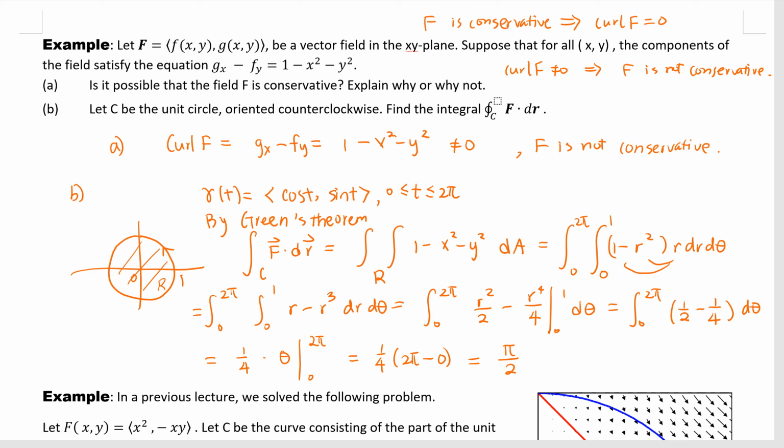So far so good. You can see this is not conservative because the line integral over a closed loop is not 0. So far so good, everybody?